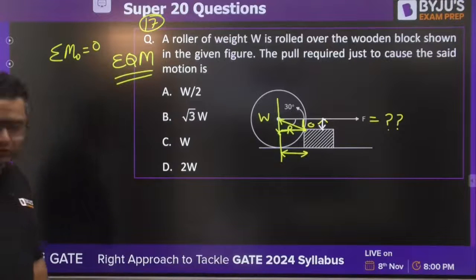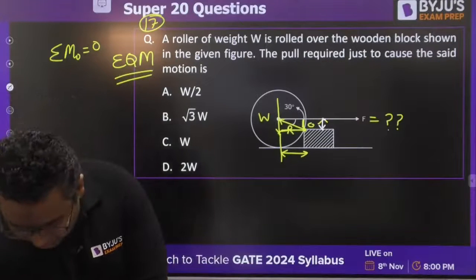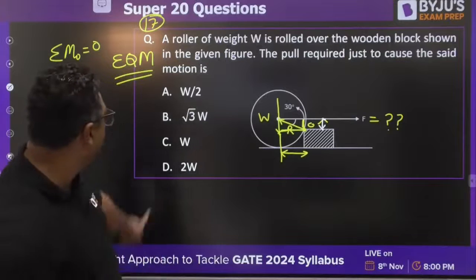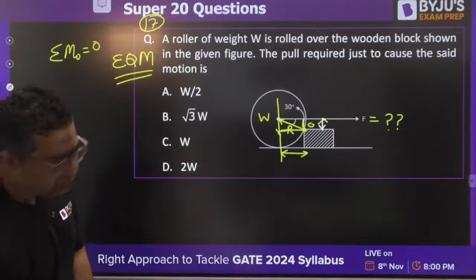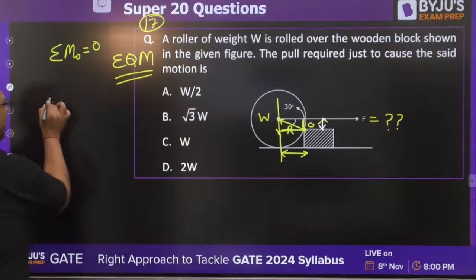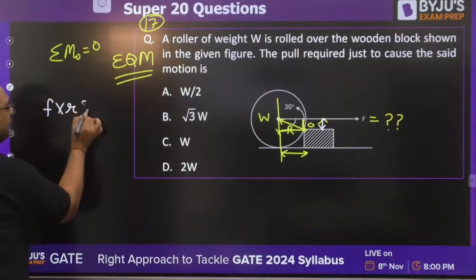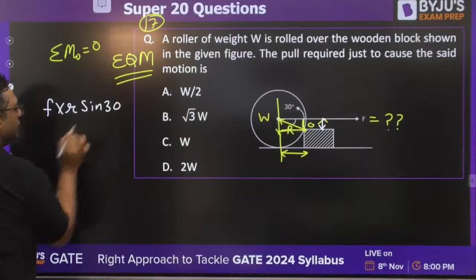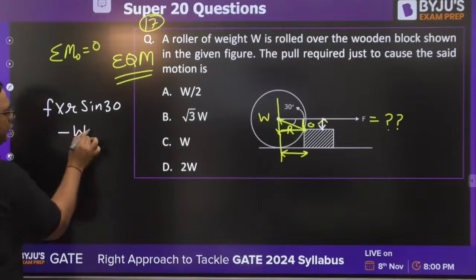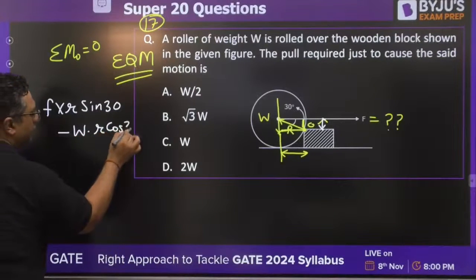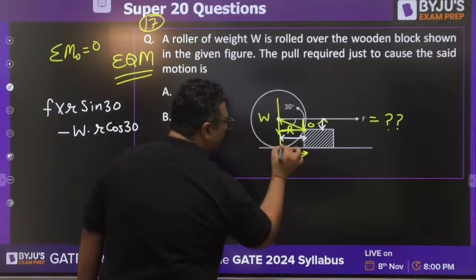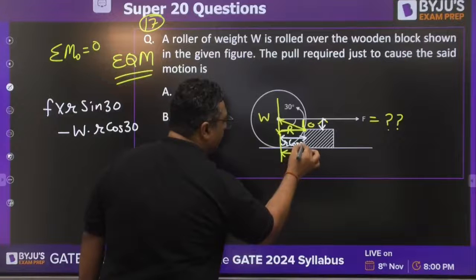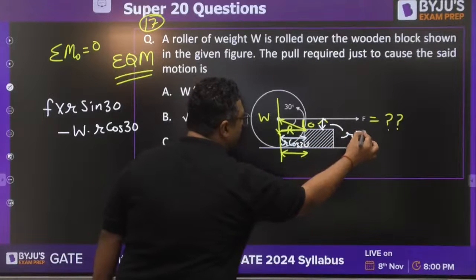Very good. Midun is also saying A. Okay, let me check the answer. The answer is coming out to be √3W. Yes, B is correct guys. So you will see that F into R sin 30 minus W into R cos 30. You can see this distance will be R cos 30 and this will be R sin 30.